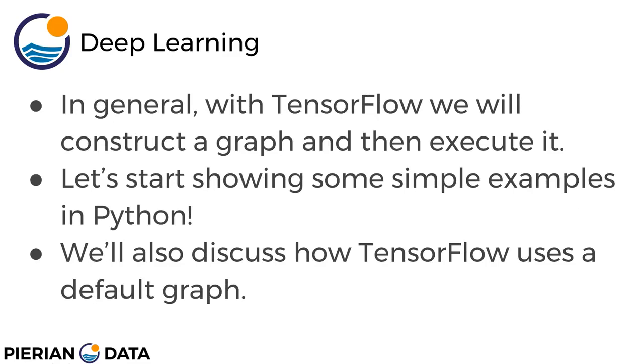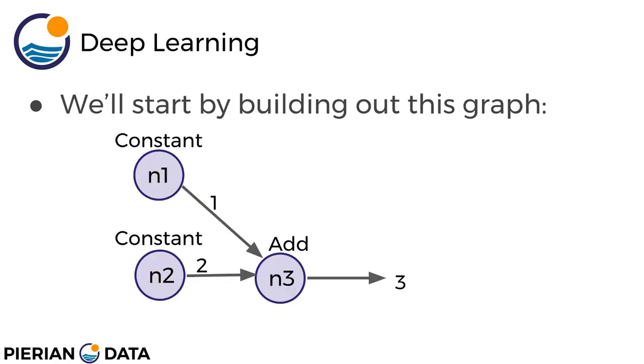We're going to start by showing a very simple example in Python, and then we're also going to discuss how TensorFlow uses a default graph. So the very first graph that we're going to create is this one right here. We're essentially just going to have two nodes, each of them a constant. So n1 and n2 are the two nodes, and respectively, the constants that these two nodes hold are 1 and 2. Then we're going to put them into an operation node, or n3, which is going to be an add operation, and then that will output 3.